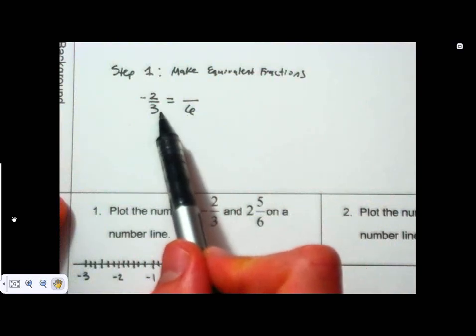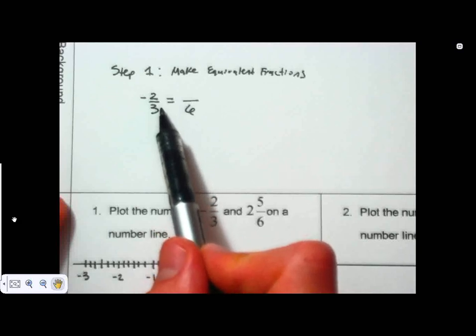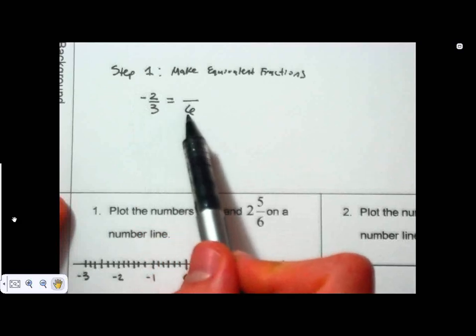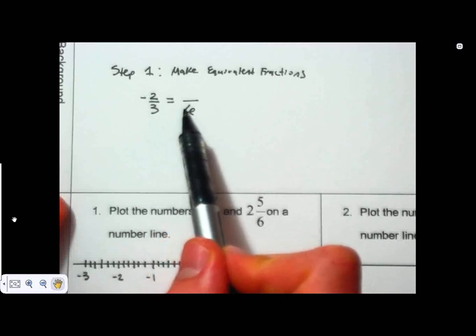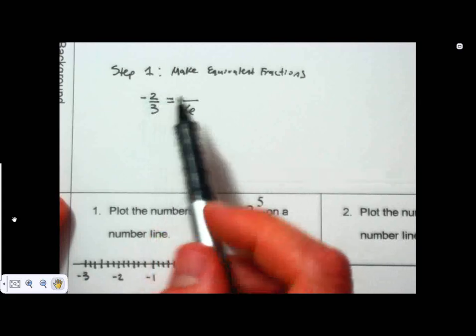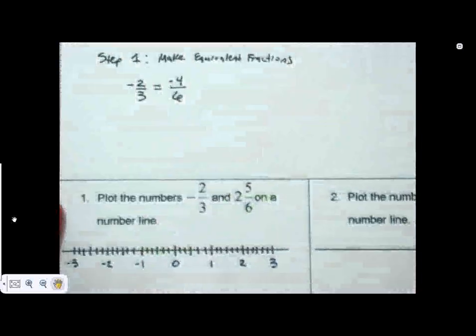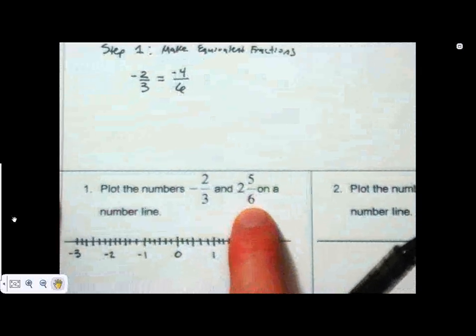One of the things we can do with fractions is, as long as I multiply the bottom and top by the same number, I'm not changing the value of the fraction. So I have to be really careful. I don't want to change the value of -2/3. I just want to make it look a little different. So in order to get from 3 to 6, I'm going to multiply top and bottom by 2. So 3 times 2 is 6. -2 times 2 is -4. Looking at the other fraction that I'm supposed to plot, well, it's already a number over 6. So that one's okay. I don't need to worry about changing that one at all.